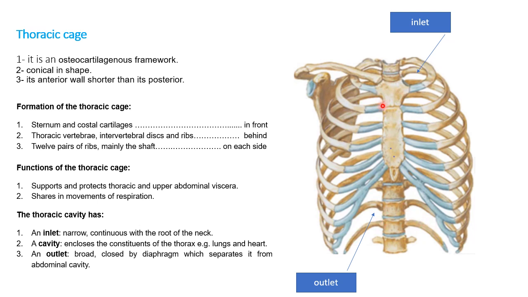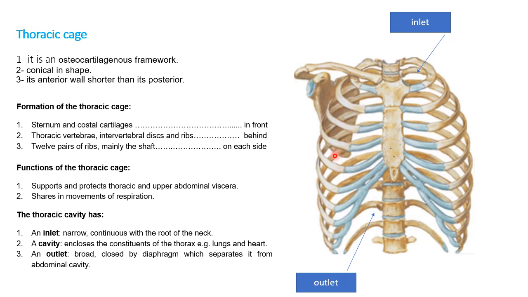Formation of the thoracic cage has the following structures. Anterior, formed of the sternum and costal cartilage. Behind or posterior, formed of the thoracic vertebrae and ribs. On each side, formed of the shaft of the ribs on both sides.